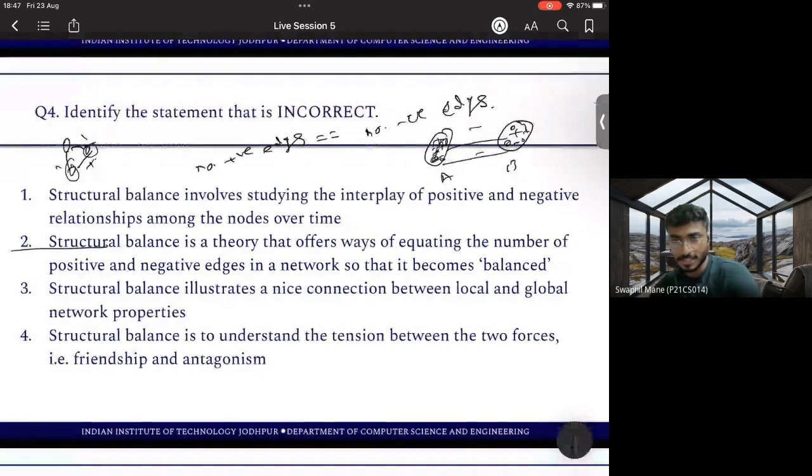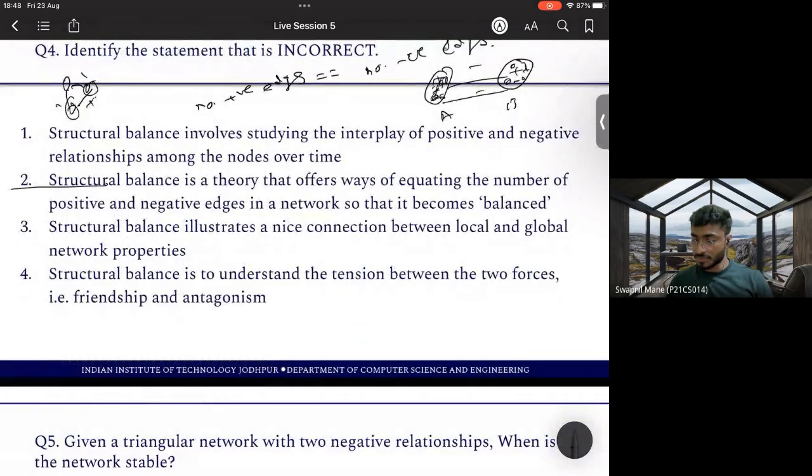Okay. So this is the theory we have discussed on structural balance, stable and unstable properties, right? The third option is that structural balance illustrates a nice connection between the local and global network properties, right? We are currently implementing these local properties. Local means if there is an unstable triad, we convert it into a stable network. While converting the local triadic network, the whole network is visualized as a structural balance network. So it interrelates the local and global properties of the network.